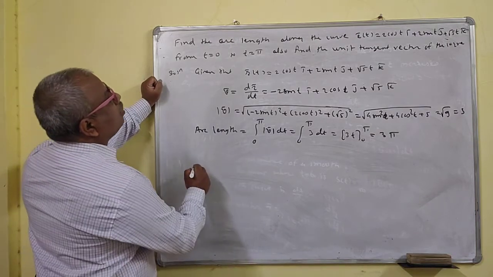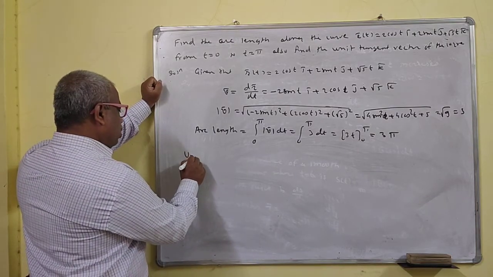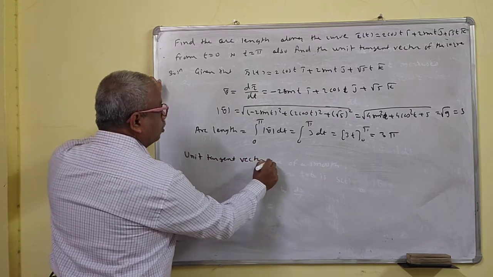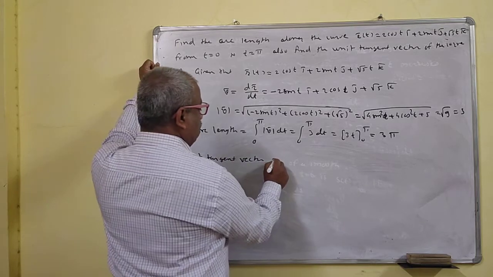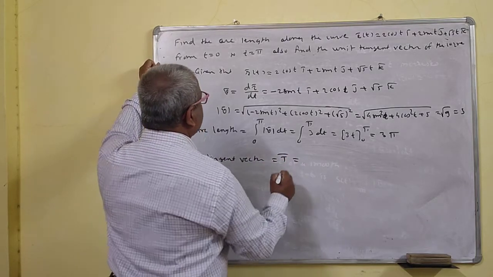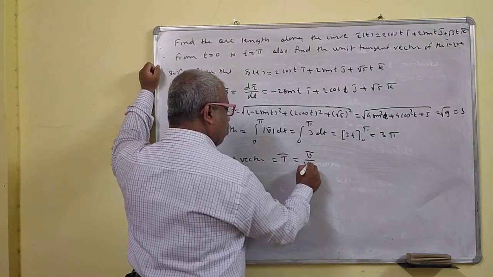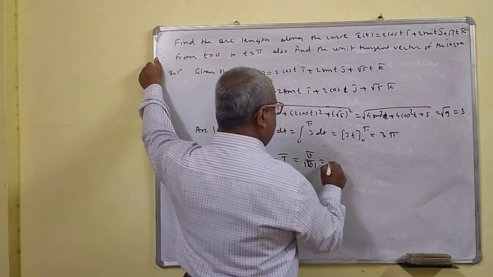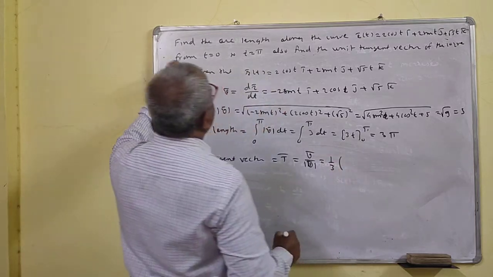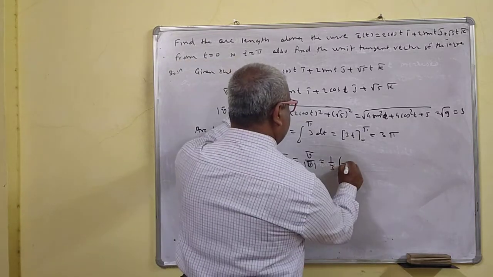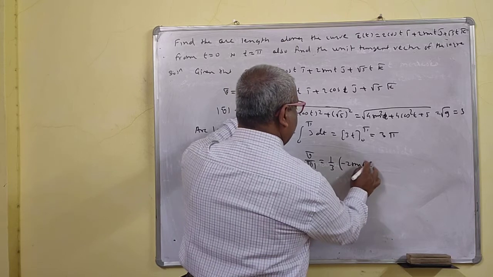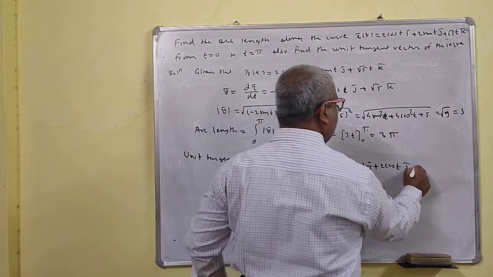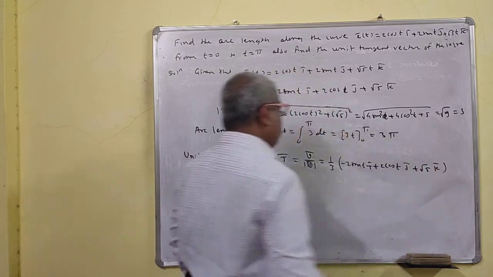Now the unit tangent vector. The unit tangent vector t bar is equal to v bar upon mod of v bar. So mod of v bar is 3, giving 1 upon 3 times v bar, which is minus 2 sin t i bar plus 2 cos t j bar plus root 5 k bar. Now it is over.